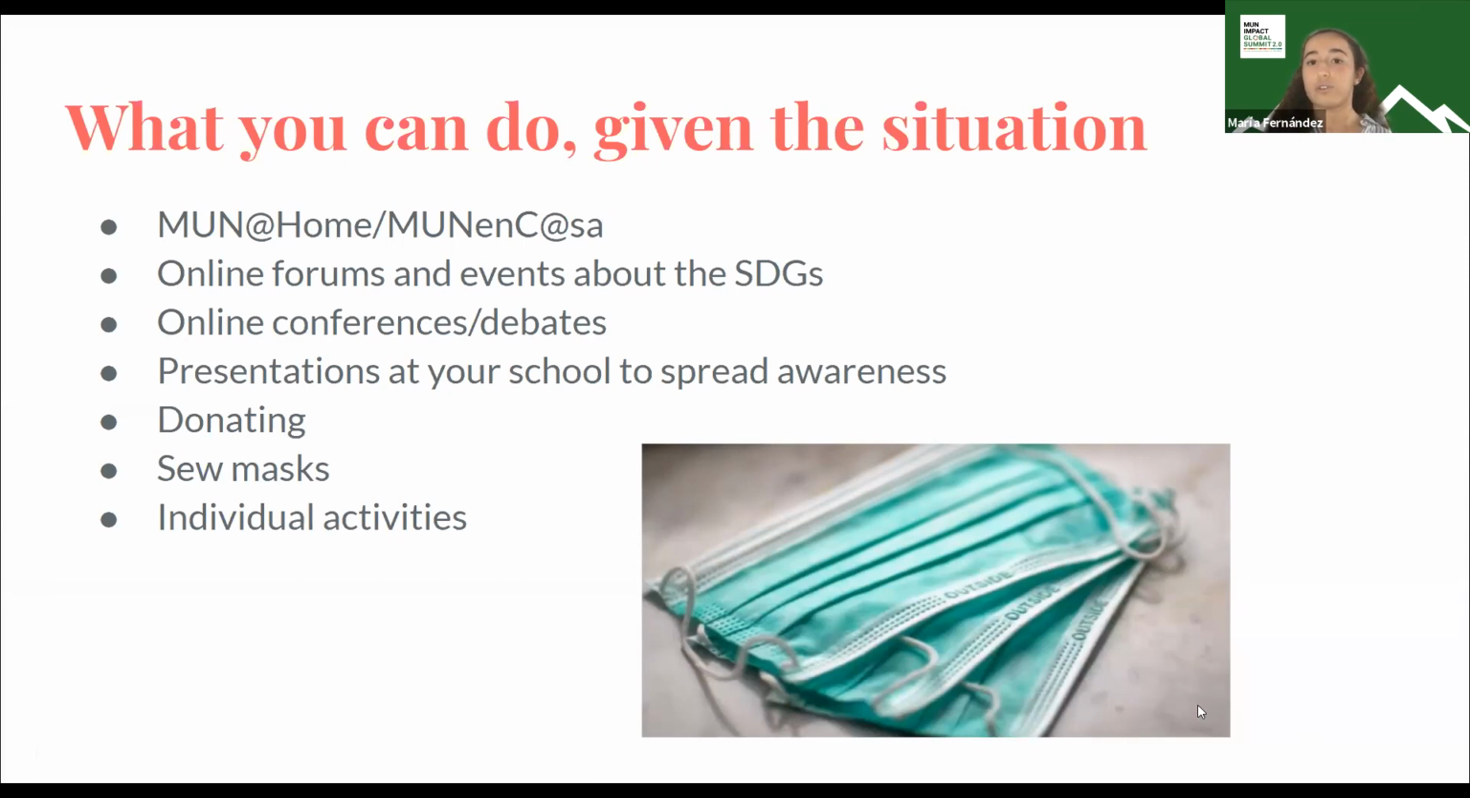Also, you can donate whenever you want. Nowadays, it's really easy to donate online. And also, there are some initiatives that help sew masks. For example, in Spain, during the pandemic, there were lots of people who were at home sewing them in order to help our hospitals. And last, you need to do individual activities, especially right now. You have to stay safe and stay healthy.